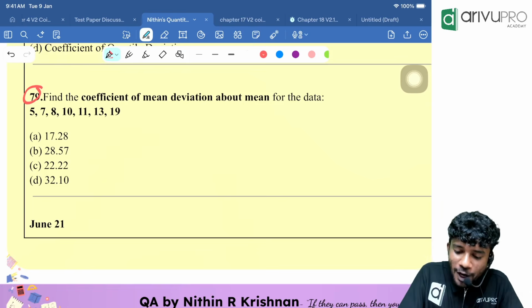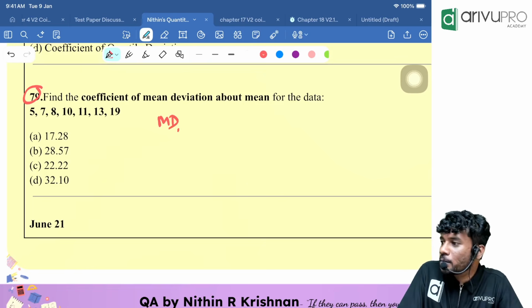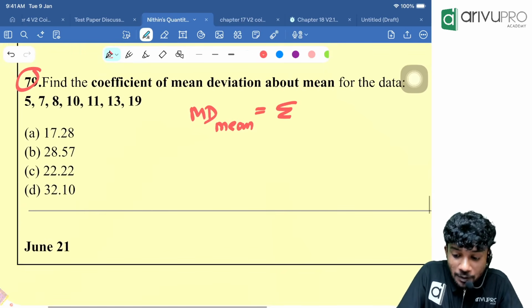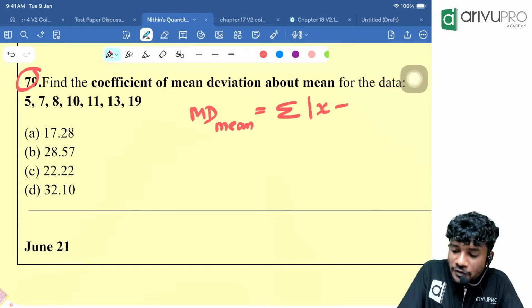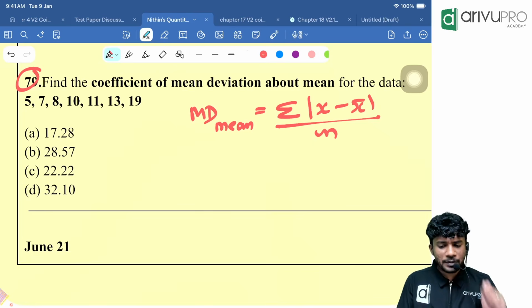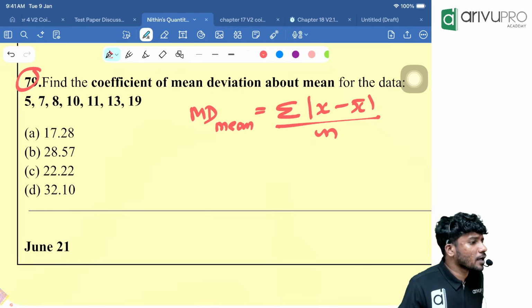First of all, how to find mean deviation about mean? What is the formula? Summation of modulus of x minus x bar divided by N. Now, first of all, do you have the value of x bar?